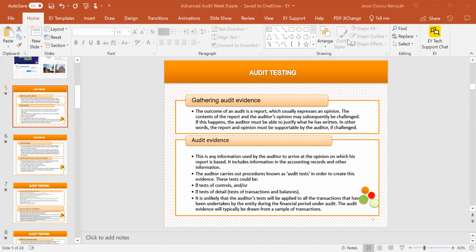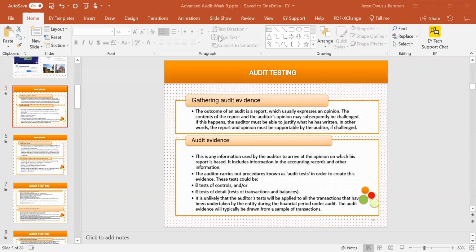Today we'll be looking into audit testing. Specifically, we'll be talking about audit evidence and some other issues related to that. So let's just begin right away and see how far we can go.